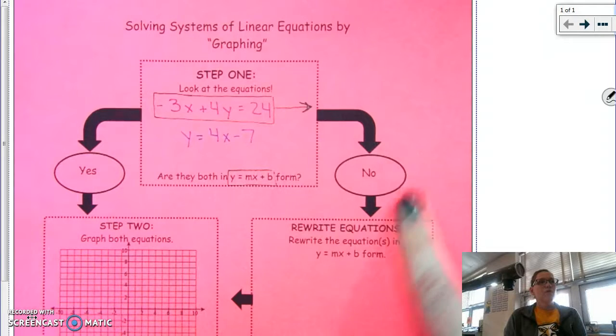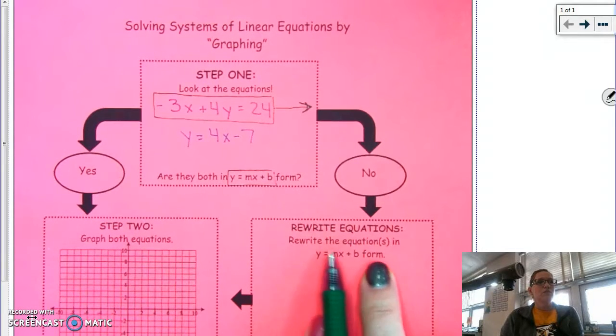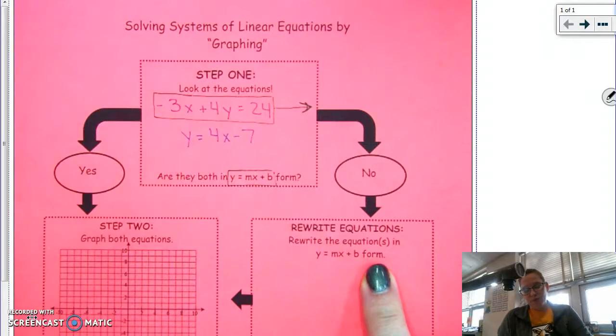So what does that mean? What do we have to do with this equation? We have to rewrite the equation, rewrite it so it is in that form. So let's go ahead and tackle that part of the problem right away.